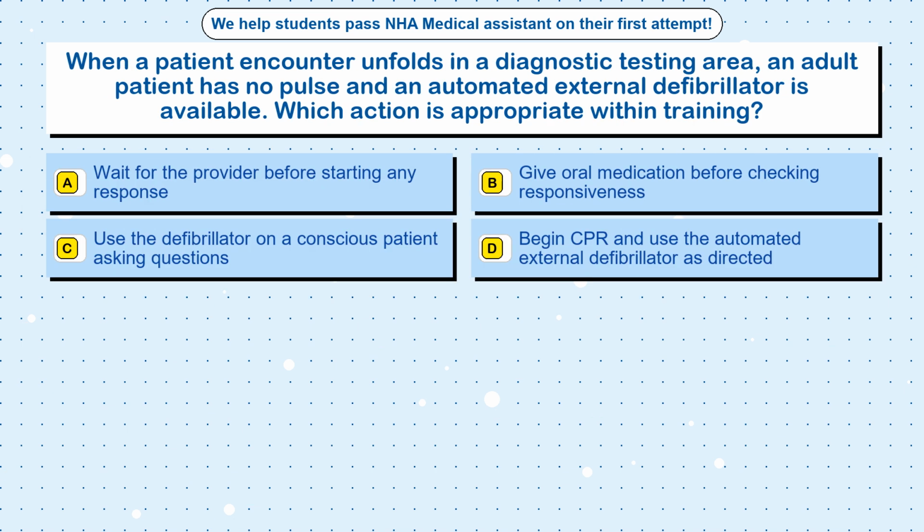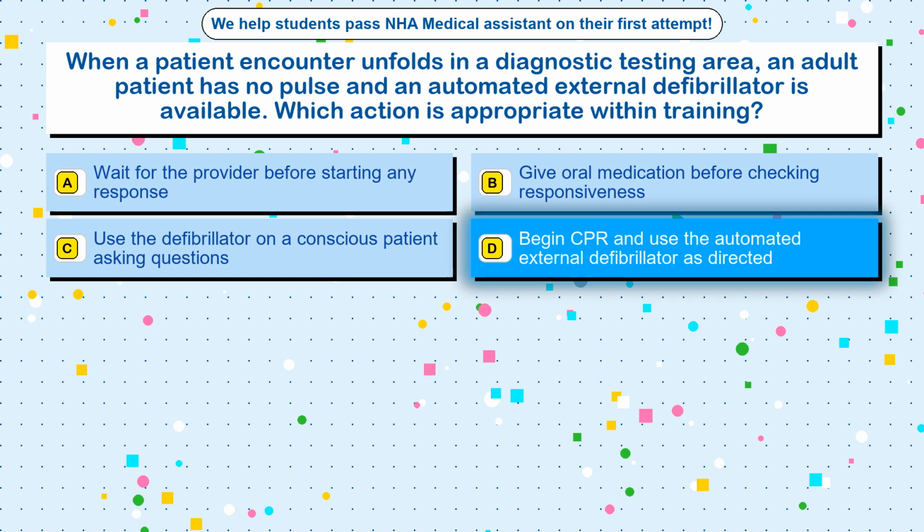Question 57. When a patient encounter unfolds in a diagnostic testing area, an adult patient has no pulse and an automated external defibrillator is available. Which action is appropriate within training? Option A, wait for the provider before starting any response. Option B, give oral medication before checking responsiveness. Option C, use the defibrillator on a conscious patient asking questions. Option D, begin CPR and use the automated external defibrillator as directed.